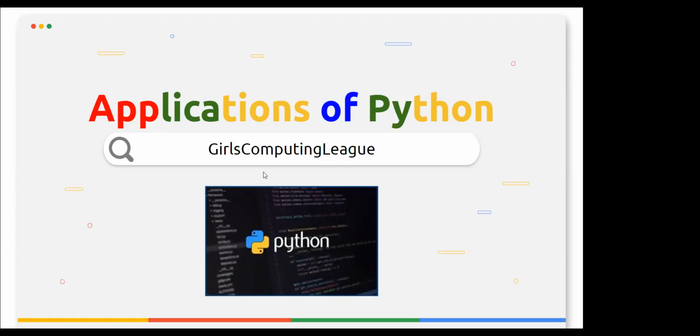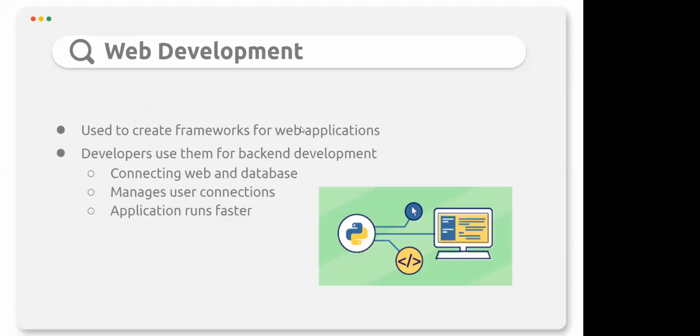One of the first applications of Python is web development. Web developers usually use Python to create frameworks for their applications, usually for backend development. If you do not know what backend development is, there's a three-tier architecture for web and app development. The first tier is the front end, which is the visual part, how programmers make the website visually appealing to you.